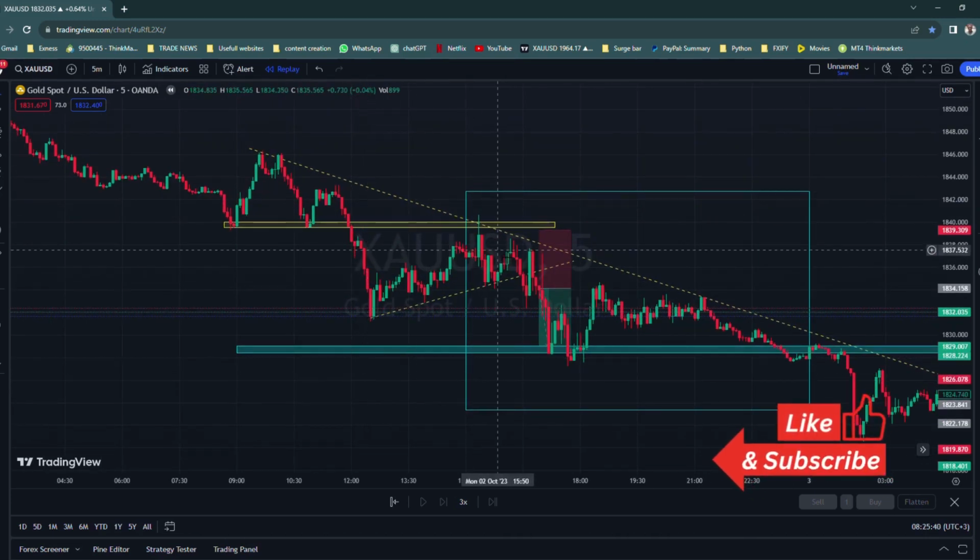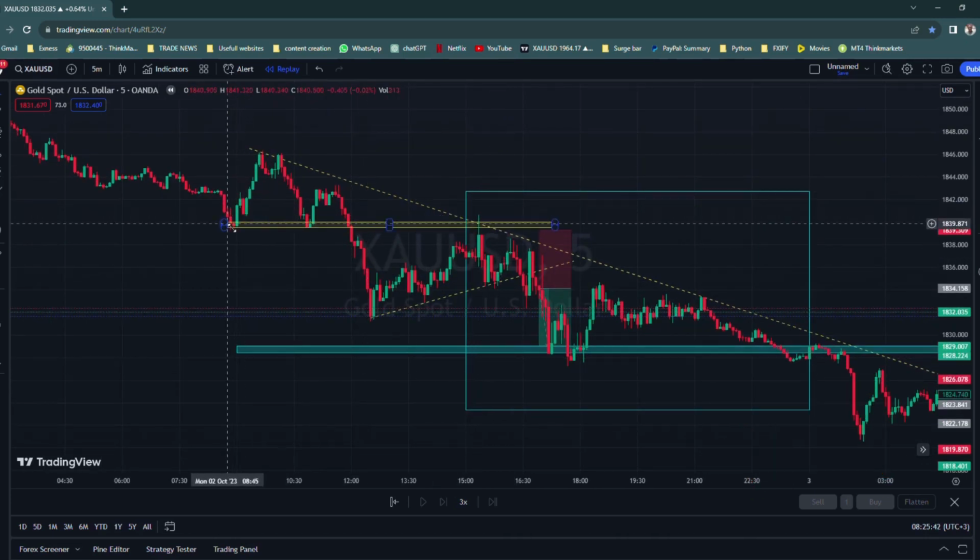So we started Monday, and the analysis was that we had a double support right here that was broken to the downward side. In fact, this was early in the morning, sorry about that. It was not Friday, it was early in the morning. We got a break of structure, a break of support to the downward side, and we were waiting to see how the New York session is going to react to this structure that was formed.